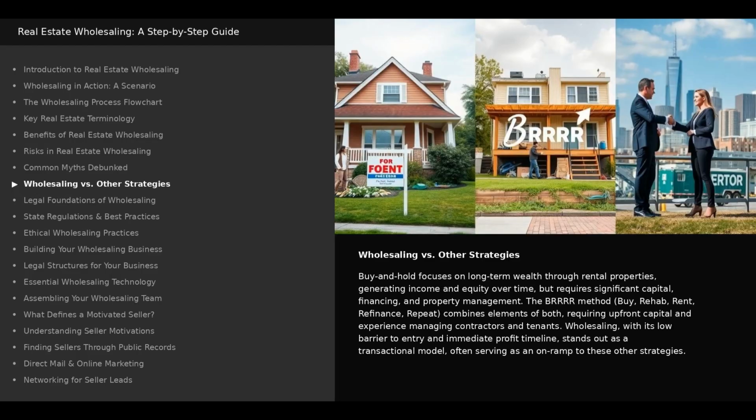Buy and hold focuses on long-term wealth through rental properties, generating income and equity over time, but requires significant capital, financing, and property management. The BRRR method, buy, rehab, rent, refinance, repeat, combines elements of both, requiring upfront capital and experience managing contractors and tenants. Wholesaling, with its low barrier to entry and immediate profit timeline, stands out as a transactional model, often serving as an on-ramp to these other strategies.